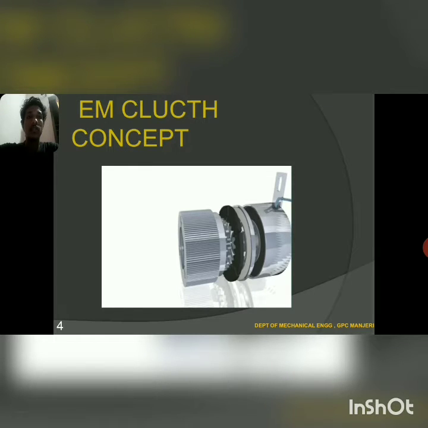Electromagnetic clutch concept. An electromagnetic clutch is most suitable for remote operation, since no linkage is required to control its engagement. It has fast, smooth operation.